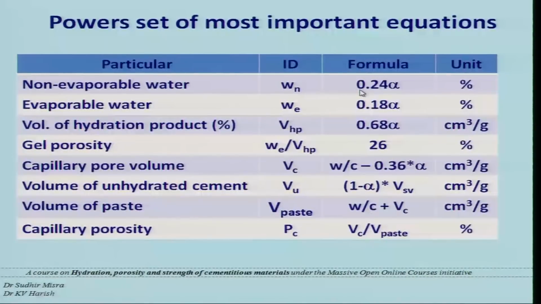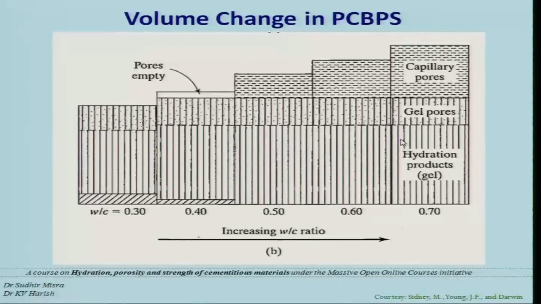Wn, which is 0.24 times alpha, We is 0.18 times alpha, volume of hydrated product is 0.68 times alpha. We divided by VHP gives the gel porosity, it is 26%. This value is very important primarily because we have seen in the volume representation that gel pore volume does not increase substantially and it is constant all throughout.